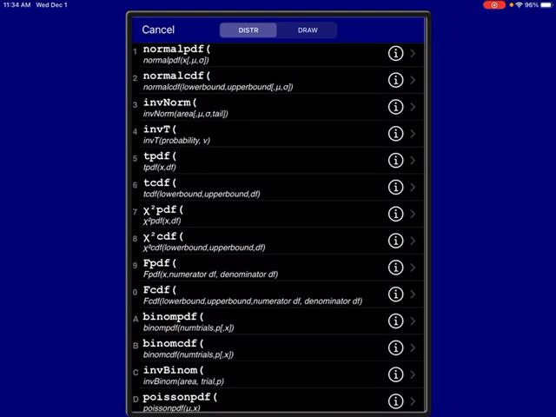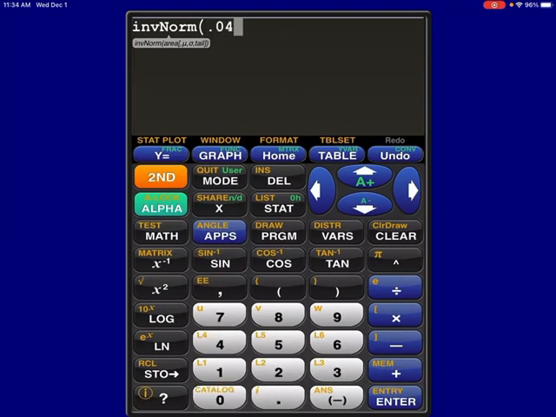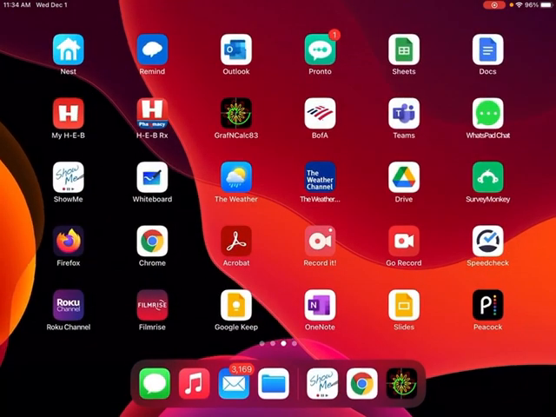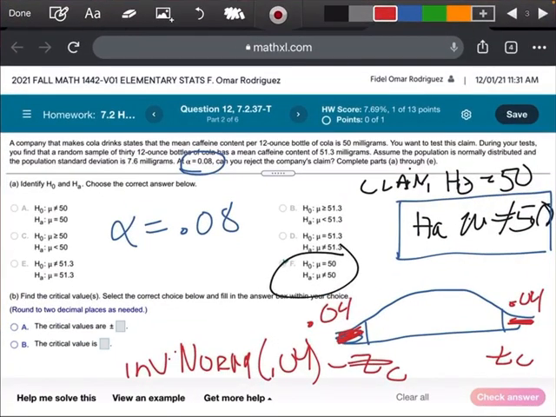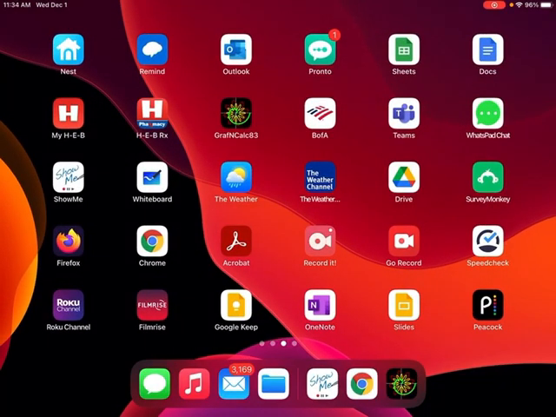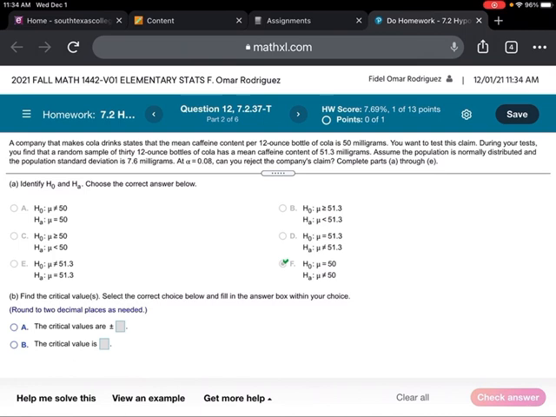Here we go. Let's clear everything out. So we're going to go second and vars. We're going to go to the inverse norm, which is number 3, 0.04. And I'm coming up with a negative 1.75. When I come back to my slide, I know that this critical value here is negative 1.75. Sorry about my stylus here, y'all. It's kind of on its last legs, I think. And this one is a positive 1.75. So the two critical values we're going to have are plus or minus 1.75.